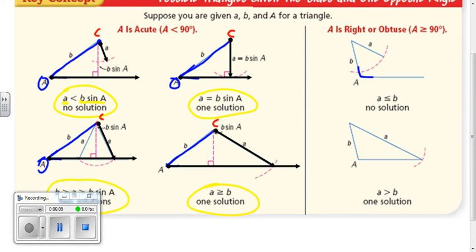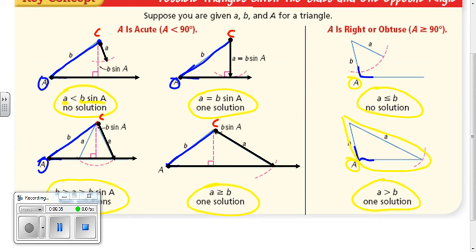In this situation, if a is less than b, then there's no solution. In this situation where A is, again, obtuse, A being the angle that is obtuse, then leg a, little a, if it's greater than b, there is one solution. And that solution, again, looks something like this.